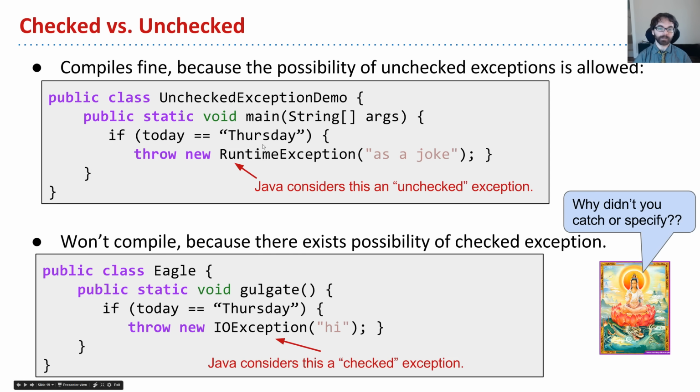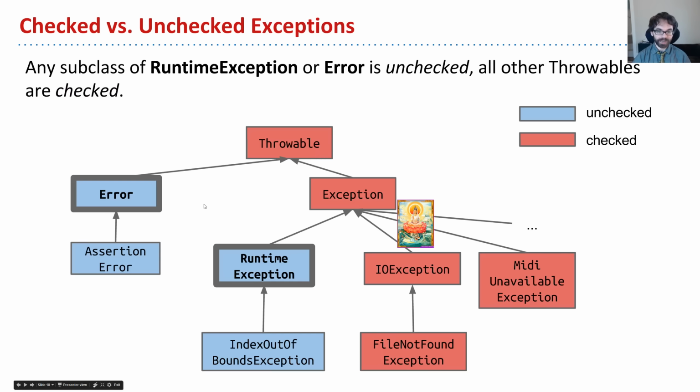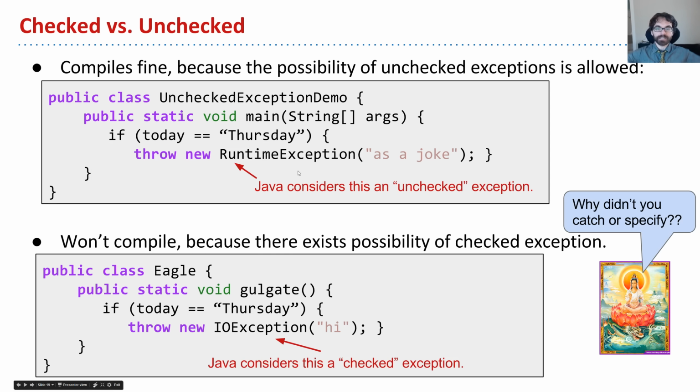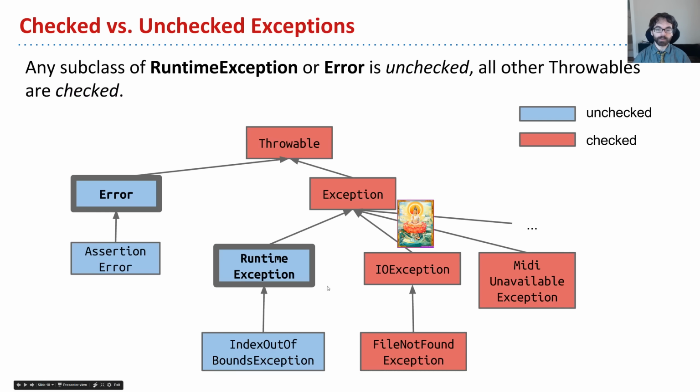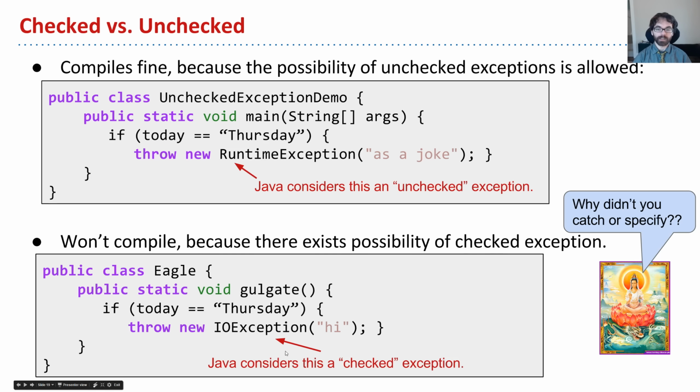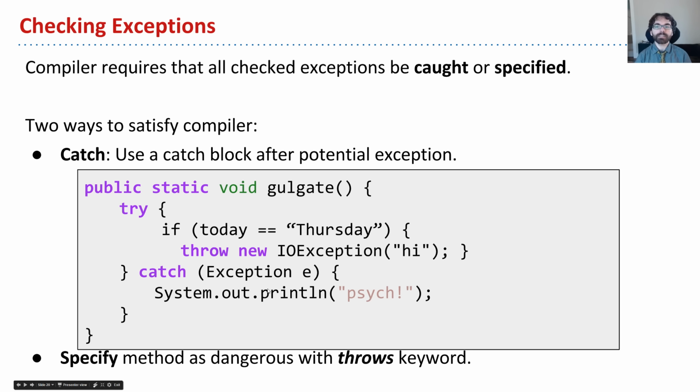So let's see a little compare and contrast here. With our unchecked exception demo, because RuntimeException is on the blue side, it does not care. Java says that's fine. I know it's a little weird for you to be doing it, but I'm going to allow it. But over here, because there's the possibility of a red exception, the compiler will yell at you and say, why didn't you catch or specify? That's in the rules. Well, maybe you didn't, but now you're learning. So let's see what that means.